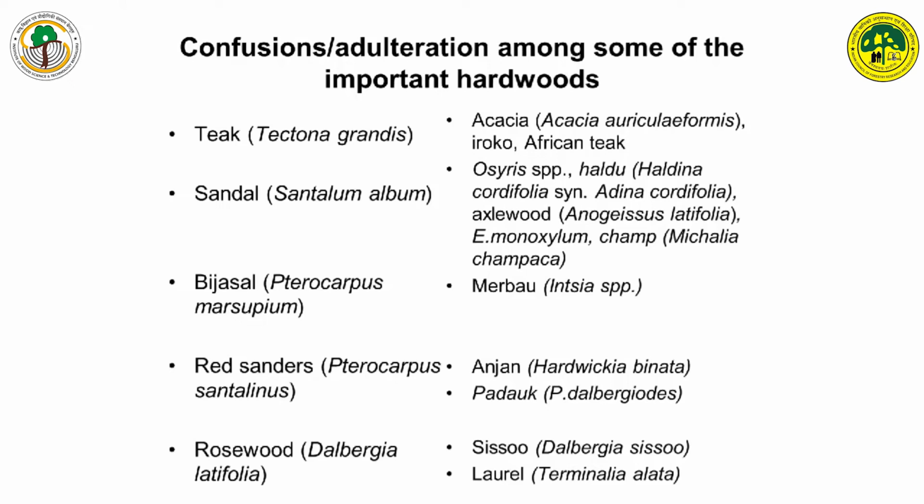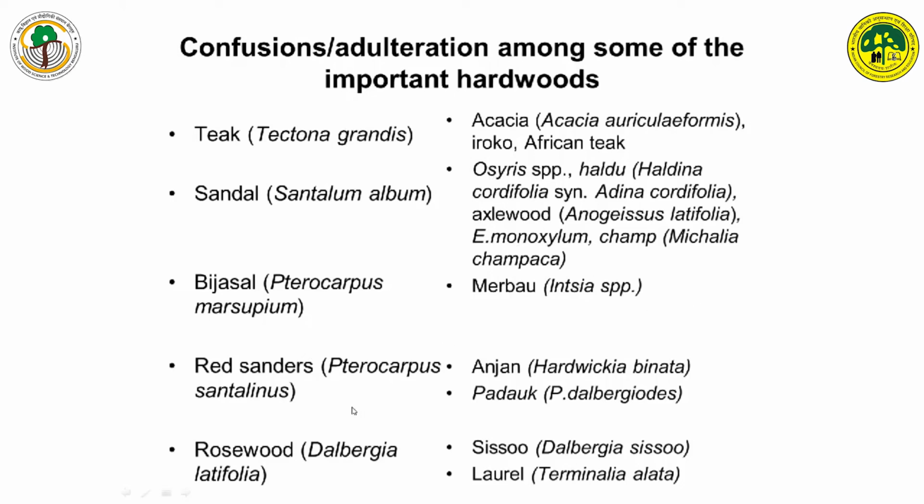So for teak, the confusions or adulterations happen with acacia and iroko, African teak. In case of sandal, which is called Santalum album or East Indian sandal, it is adulterated with Osyris, Haldu, and then Erythroxylum monogynum, sorry, the spelling is wrong, and then champ, that is Michelia champaca. Then bijasal. For bijasal, it is mostly adulterated with merbau or Intsia species.